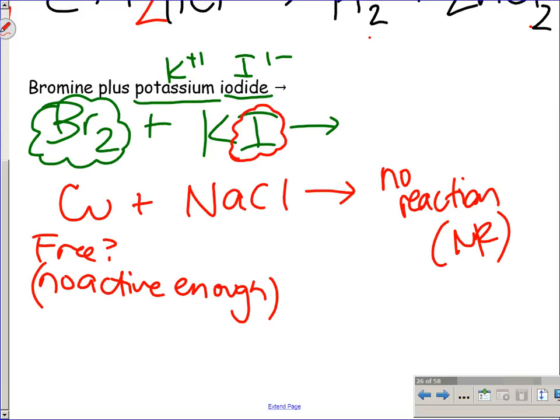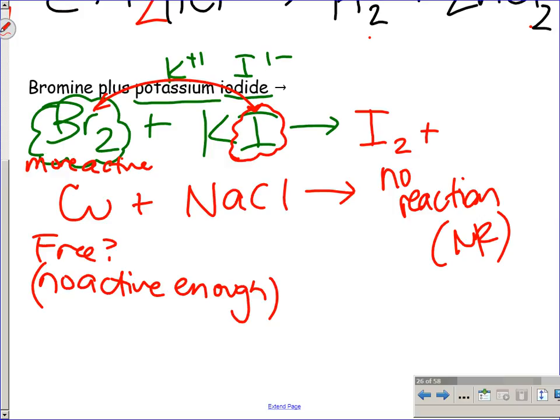So is bromine more active or less active than iodine? More, because bromine's where on the activity series? High. So bromine is more active because it's higher. So it's like, get out of here, iodine. I'm getting with potassium. So then who's set out by themselves in the cold? Poor iodine like this. At least it's got a diatomic with it, right? At least it's got diatomic iodine.